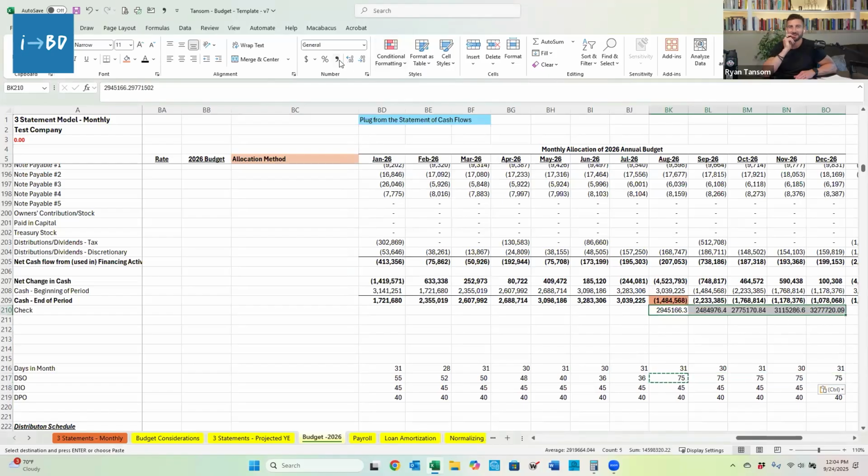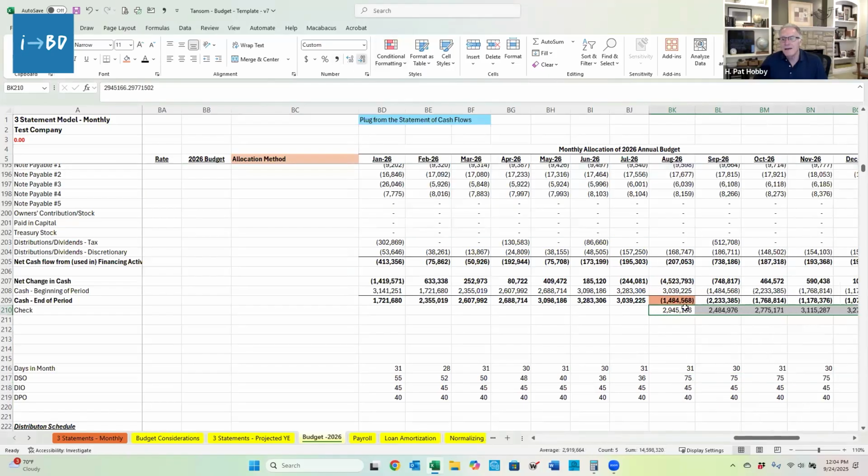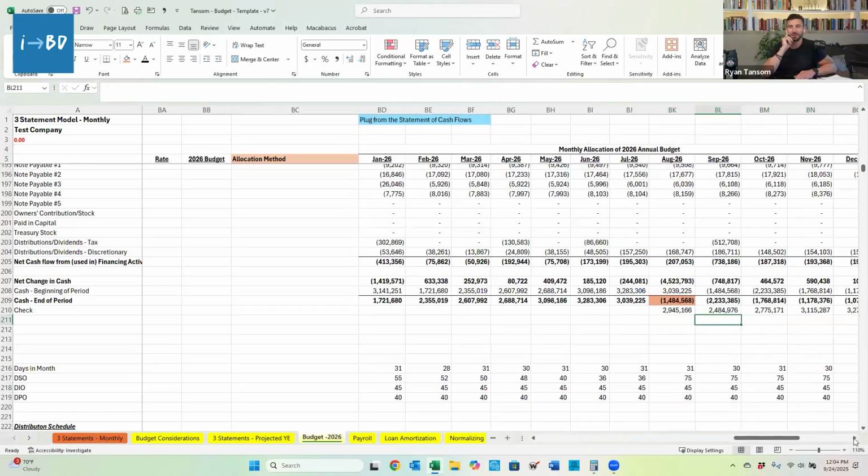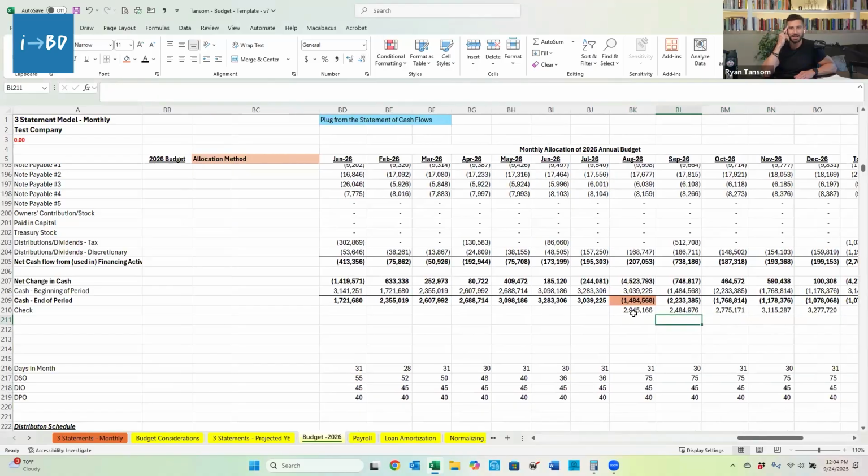Wow, getting that right made a huge difference. We went from 2.9 million in cash in August of '26 to negative 1.48 million just by our receivables going up to 75 days.